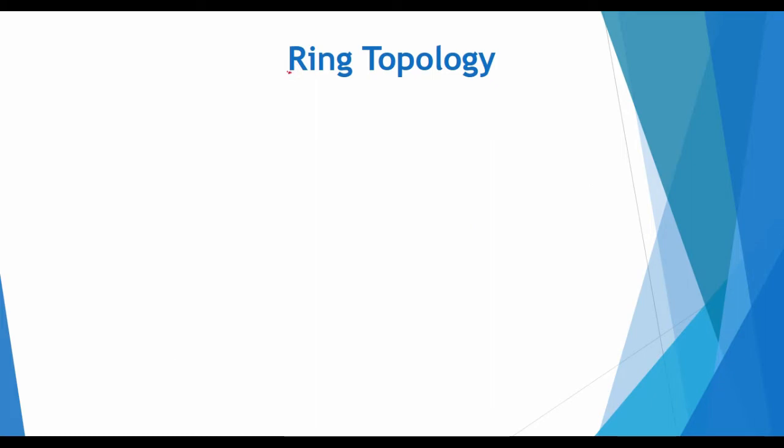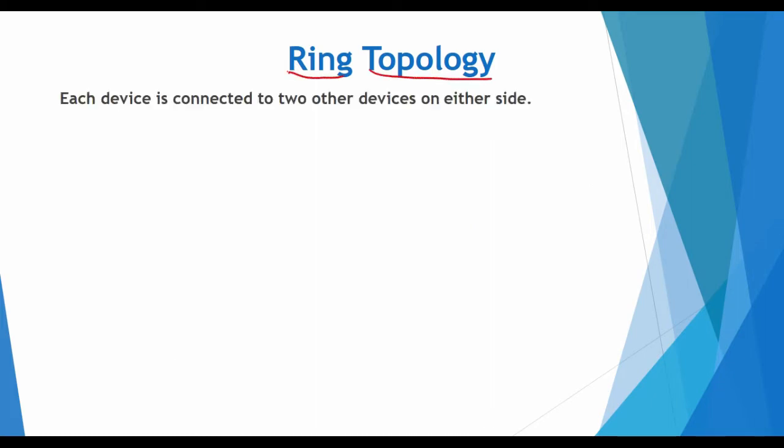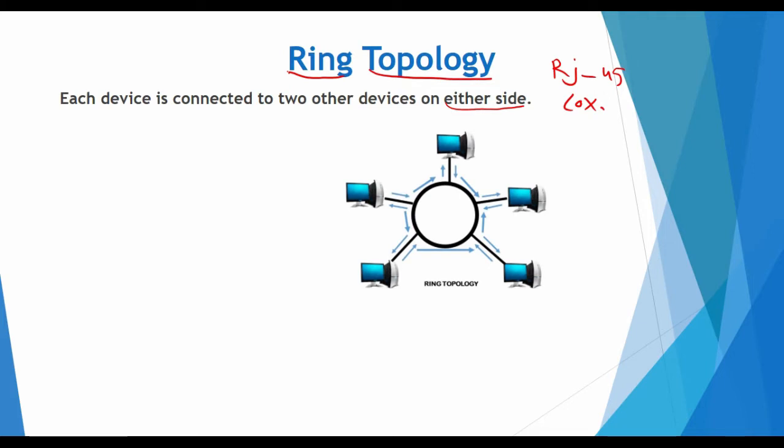Ring topology. Ring topology is a type of network topology in which each device is connected to two other devices on either side via an RJ45 cable or coaxial cable. The ring topology is a logical ring, meaning that the data travels in a circular fashion from one computer to another on the network.